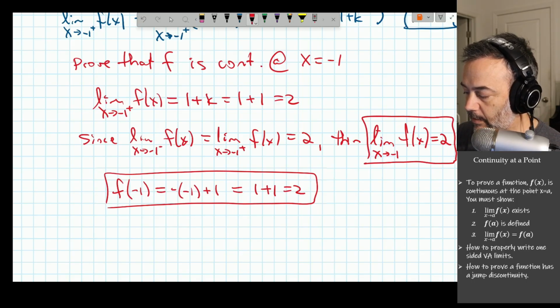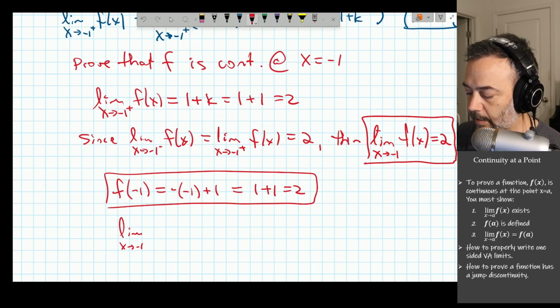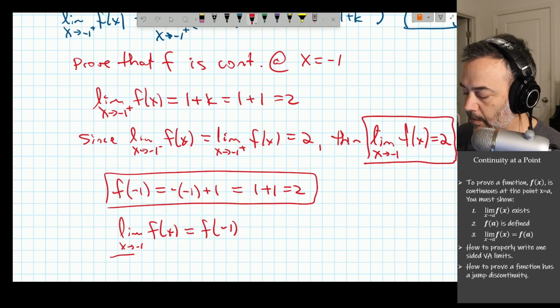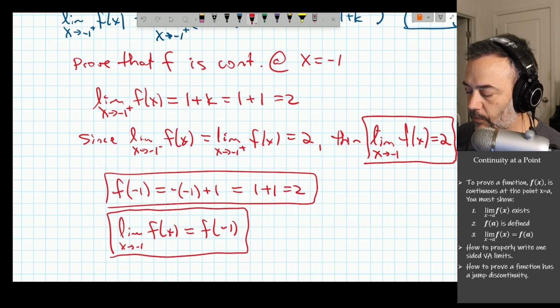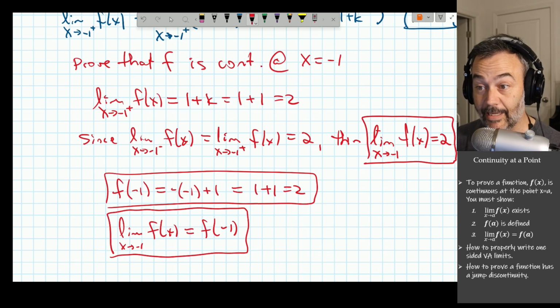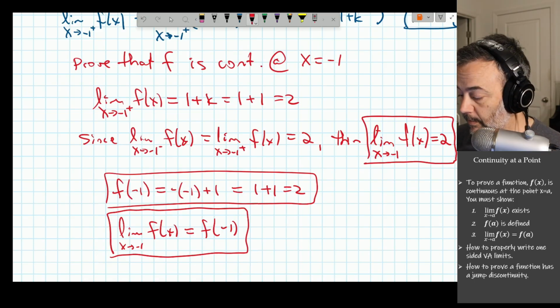3 is this. The limit as x goes to -1 of f of x equals f of -1. This is the most crucial conclusion that you must have exactly like that. Notice my limit is not sided. It's not a left limit or right limit. It's just the limit as x goes to -1, the total limit from both sides. Now I can conclude.